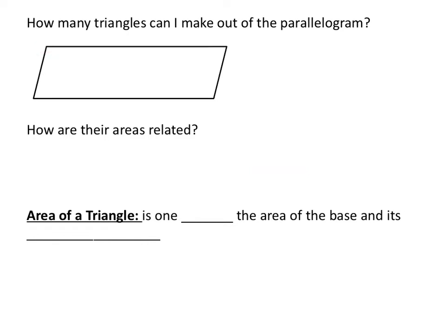So if I take my parallelogram and I draw a line from one corner to the other, I can't do the other corner because then they would cross. If you notice, I'm making two triangles. So why does that matter? It matters because it can actually help us with finding the area of a triangle.